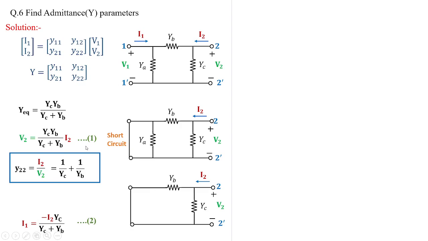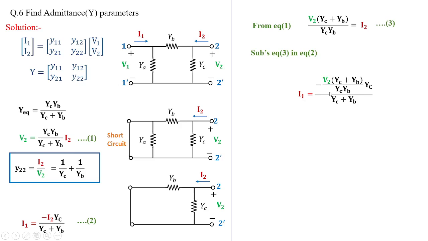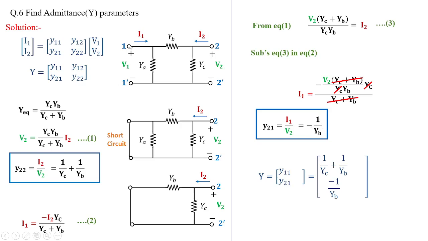Now from equation 1, I'm framing equation 3, that is, I'm taking I2 in terms of V2. Then equation 3 is substituted in equation 2. Then we are going to get I1 is equal to minus V2 times YC plus YB by YC YB, times YC, whole divided by YC plus YB. Now this YC plus YB goes off, and here you can see YC cancels. And we are going to get the value of Y21 as I1 by V2 equal to minus 1 by YB. Now when port 1 is short circuited, we got the values Y11 and Y21.